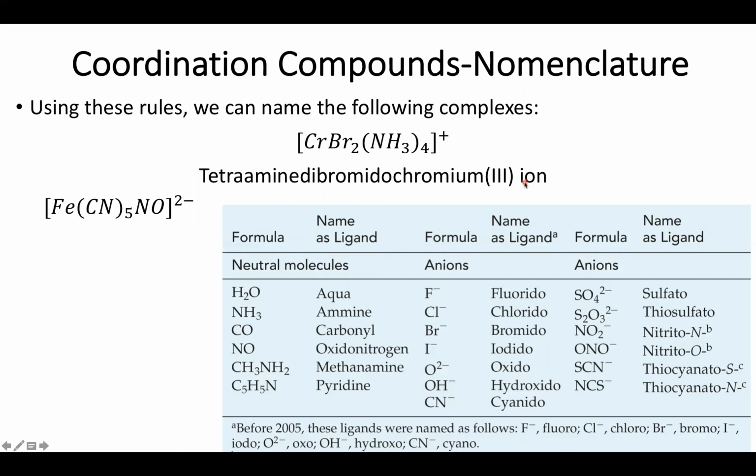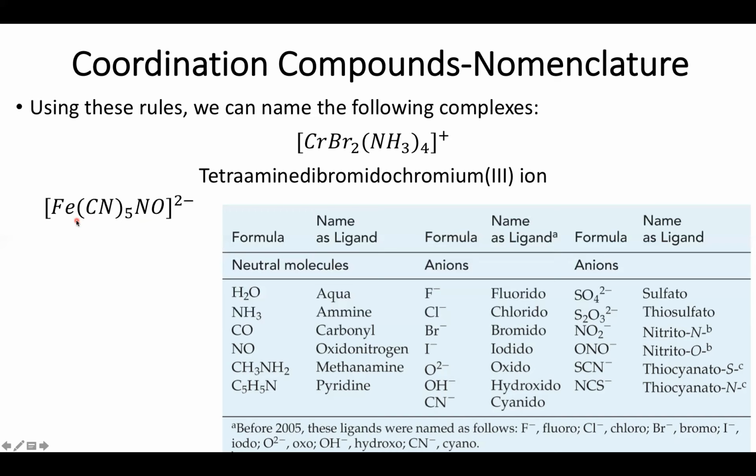So this would be tetraammine dibromido chromium(III) ion. Now let's have fun and go to an anionic iron complex. So let's take a look at our two ligands. We've got cyanide, which becomes cyanido. And this one gets fun because our nitrogen oxide becomes oxidonitrogen. Now this one will come second because it starts with an O. So we start with pentacyanido, oxidonitrogen. Yes, that's a little bit long.